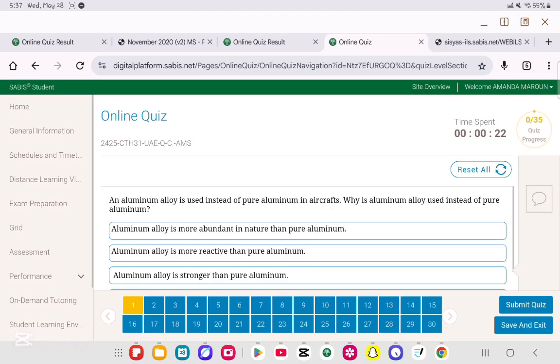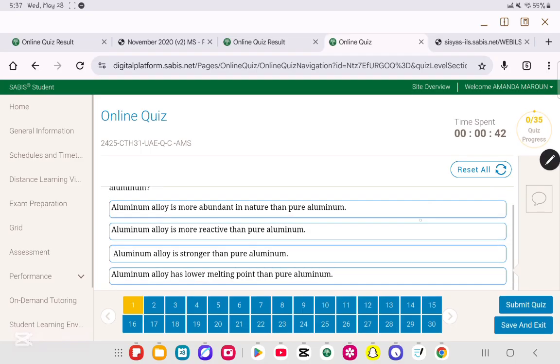So today I'll be explaining the chemistry AMS of term 3 week 8. So let's start with the first question. An aluminum alloy is used instead of pure aluminum in aircrafts. Why is aluminum alloy used instead of pure aluminum?